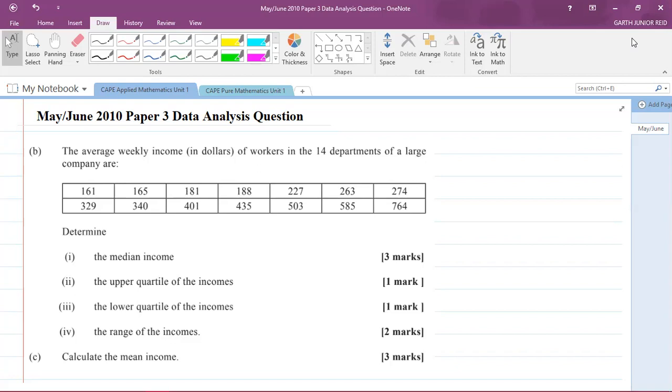All right, Keep Applied Mathematics Unit 1 question to be exact. This is from Module 1, collecting and describing data. Here I have a May June 2010 paper 3 data analysis question. It says that the average weekly income in dollars of workers in the 14 departments of a large company are given below. We are to determine the median income, 3 marks, the upper quartile of the incomes, 1 mark, the lower quartile of the incomes, 1 mark, the range of the incomes, 2 marks, and calculate the mean income, 3 marks.